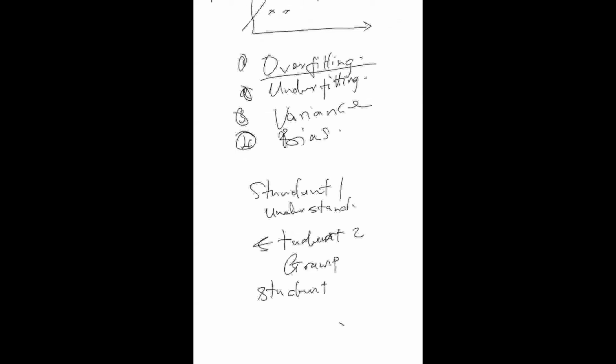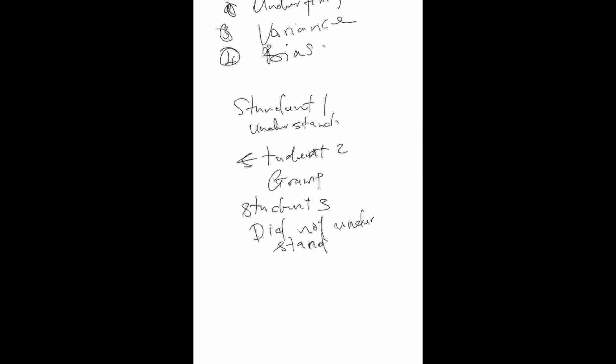Maybe student 3 only understands Igbo. Mr. Tony, student 3 does not even understand English. Student 3 only understands Igbo or Yoruba. So student 3 maybe did not even understand the language that the teacher is using. So student 3 did not understand. You understand? Now, I'm building a case.